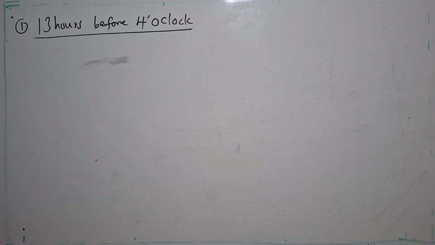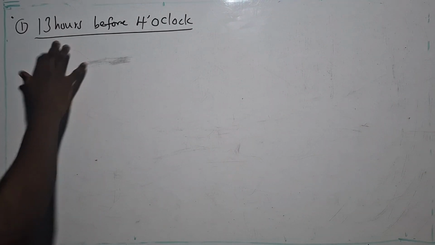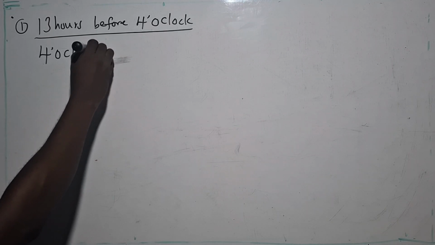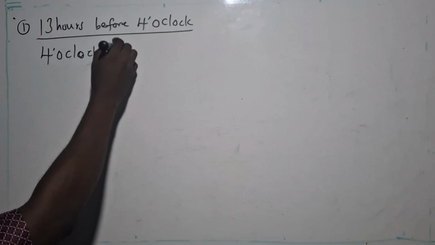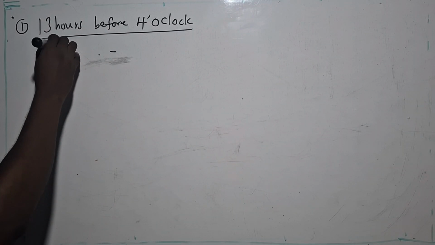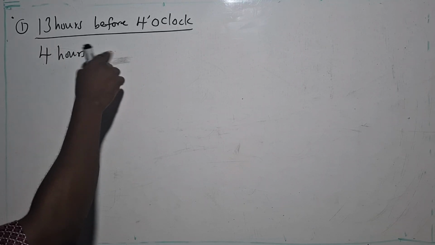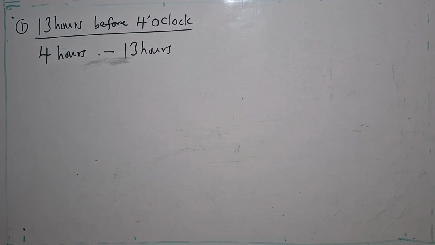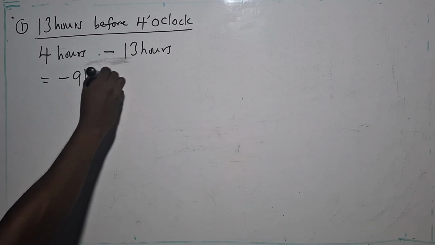And as we did, when they say what will be the time after, what were we doing? After, we were adding. So before, we are going to subtract the 13 hours from the 4 o'clock. So this one is going to be 4 o'clock minus the 13 hours. So 4 hours now minus the 13 hours, which is going to give me negative 9 hours.